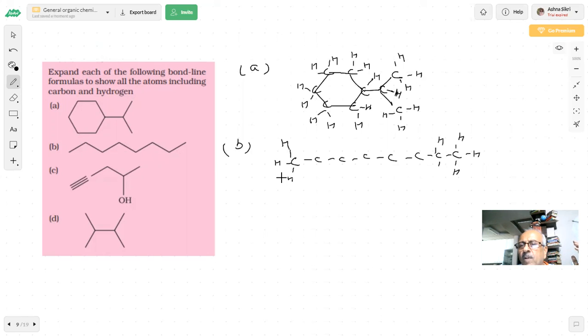Then we will put hydrogens. The valency of carbon is 4. Balance it, students. Balanced, balanced, balanced. Got it? Yes, sir. I can be wrong. If I am wrong, you will tell me.